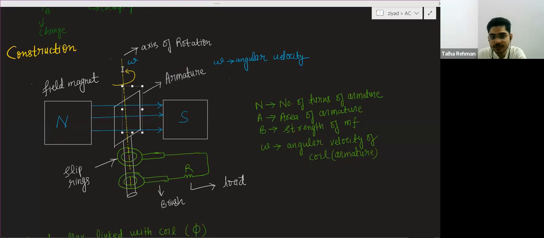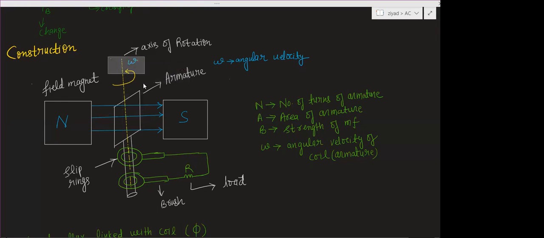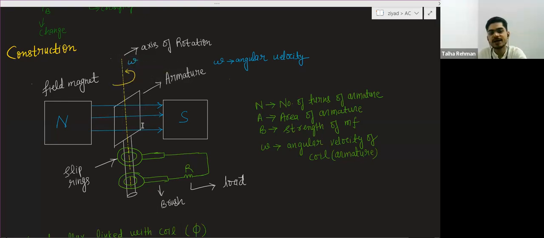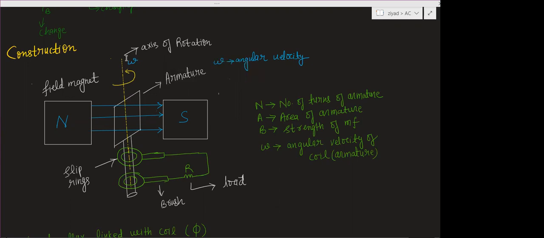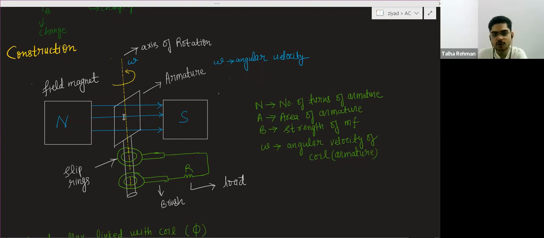This coil is rotating with some angular velocity omega. This coil is rotating in the magnetic field. So there will be magnetic flux in this coil, and this coil is also known as the armature. And this is the axis of rotation of the armature. These are the field magnets. Here is one rod structure, and from that rod structure there are slip rings.